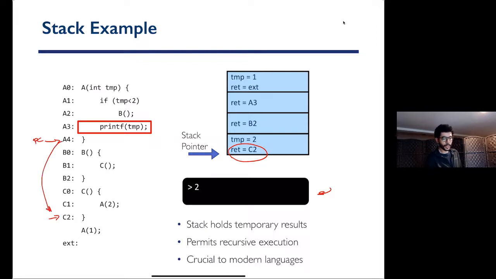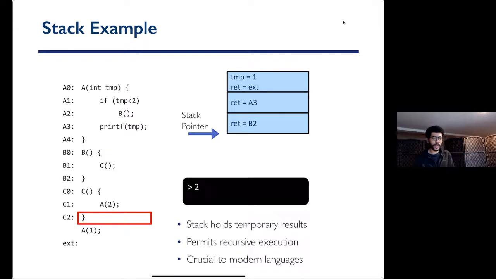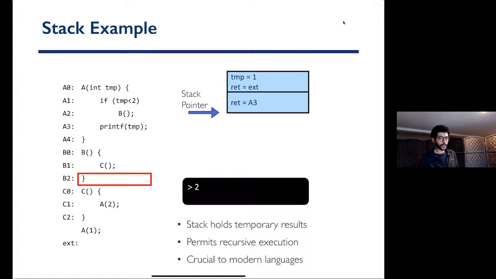And the way we know it is because we have it on the stack. Okay, so we jump to C2. Now, what is C2? C2 is also a return. It's the end of function C, so we have to return. Again, we have to look at the stack to see where we should return. And we see that the return value here is B2. Okay, so we're going to return to B2.